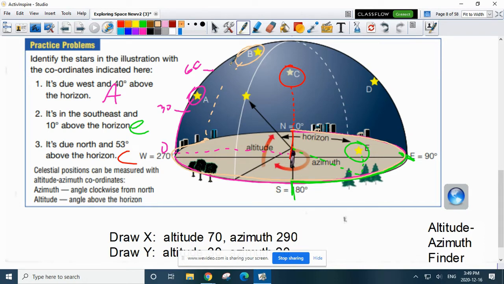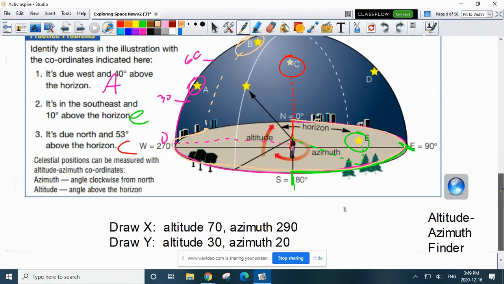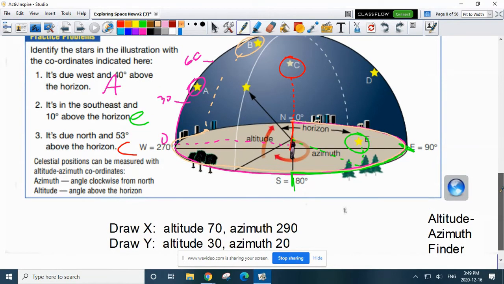And then Y azimuth is 20, so it's 20 degrees up, 20 degrees, and altitude is 30. So let's go with a different color. Let's go gray. So my azimuth is 20, so there's 0. So 20 is probably just about here, not very far. Altitude is 30, so from the back side, about a third up, and that's where Y would be.